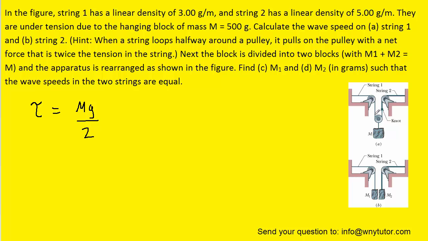And that's because we can see from the diagram that the mass is supported by the two ropes. And so the overall weight of that mass will be evenly distributed between the two ropes. And that's why the tension turns out to be half of mg.